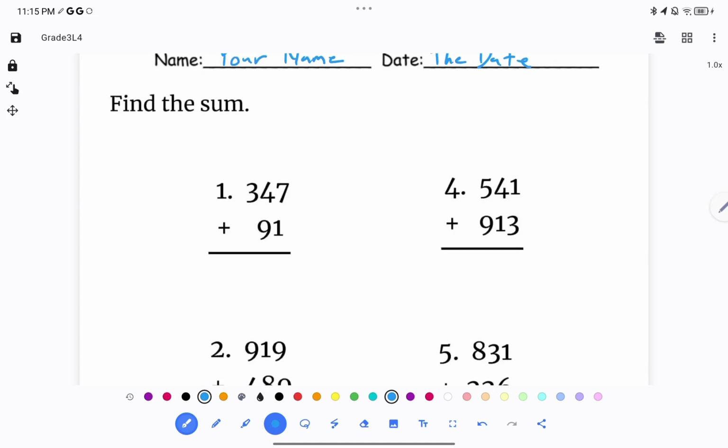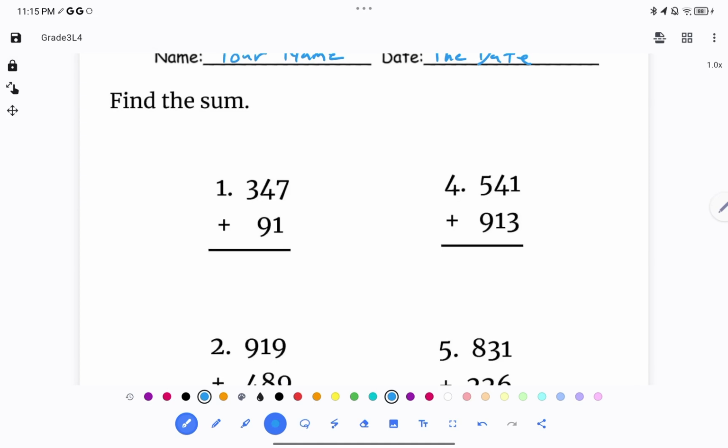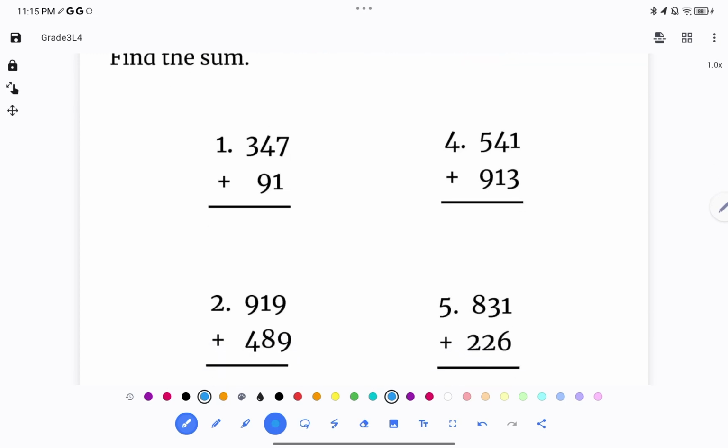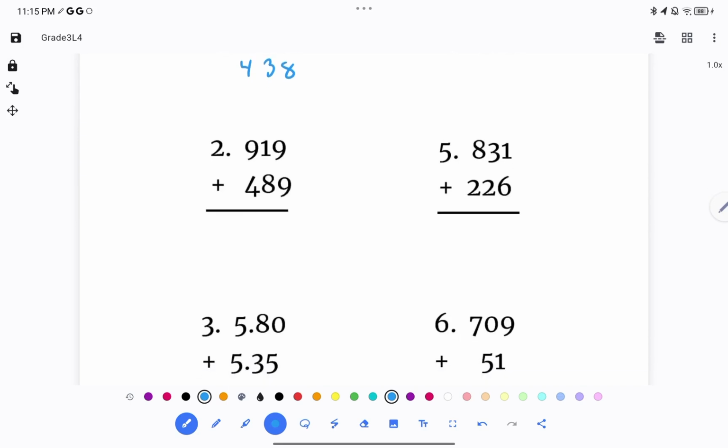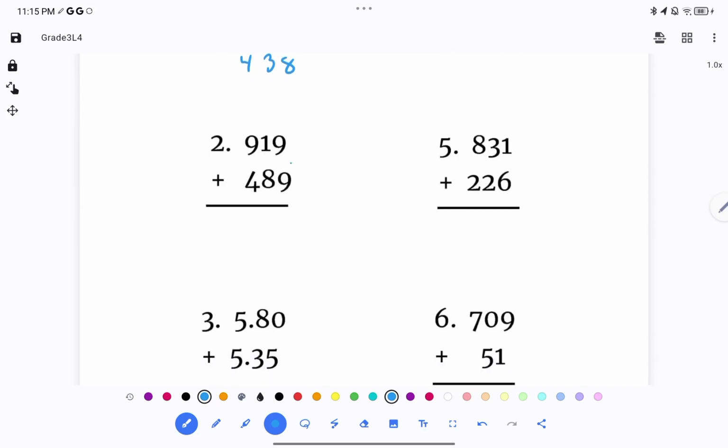Alright, for our first problems, we have to find the sum. So this is addition with lots of digits. First we take care of the ones place: add 7 plus 1, which is 8. Then we add 4 plus 9, which is 13, so put a 3 in the tens place and carry the 1 over to the hundreds place. Then add 1 plus 3 plus nothing, which is just 4. So 433.